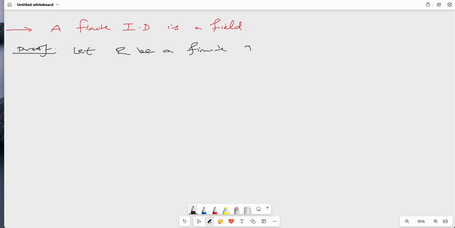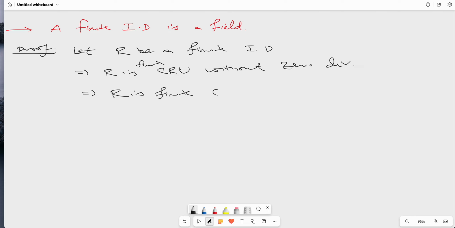finite integral domain. What does integral domain mean? Integral domain means a commutative ring with unity without zero divisors. So integral domain implies that R is a CRU without zero divisors. There is no zero divisor, right? So in a finite CRU, every non-zero element is a unit. So R is finite, right?